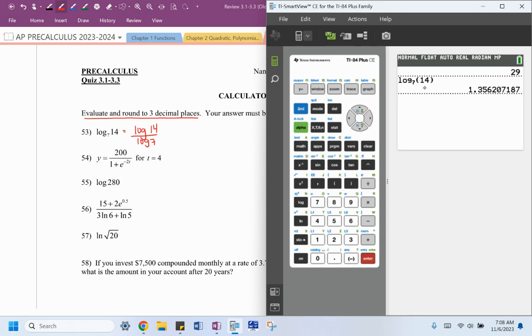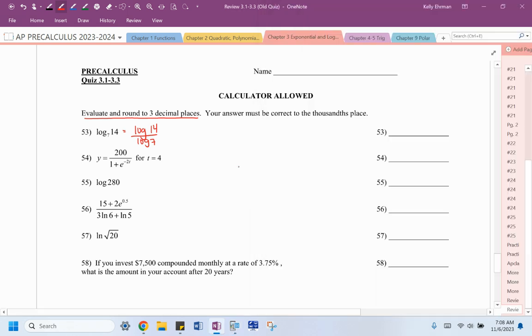This is saying 7 to the 1.356-ish power is 14. But like I said, if I did it like this, I get the same answer. If I use natural logs, I get the same answer. So the change of base formula gives us the answer if we can't find it in our math menu. So 1.356 is what I'm going to approximate this to.